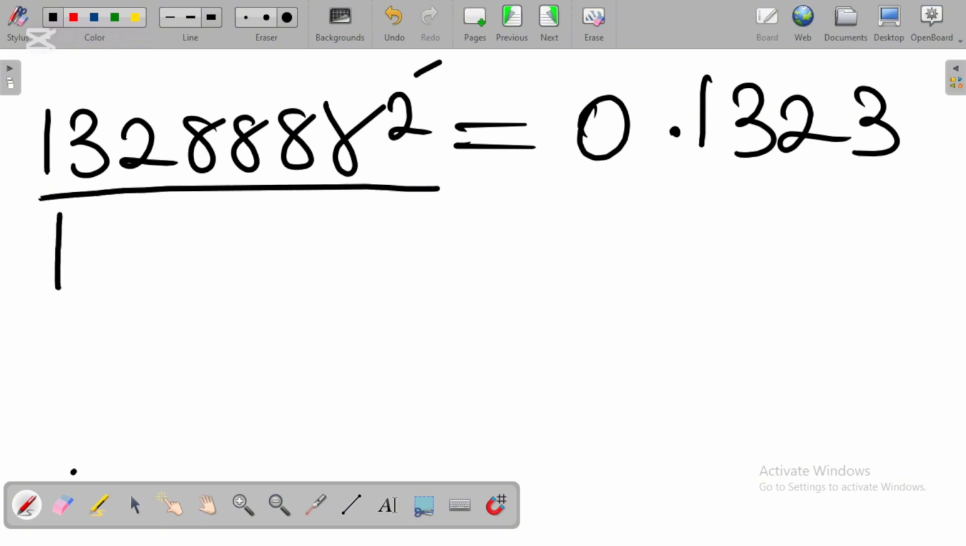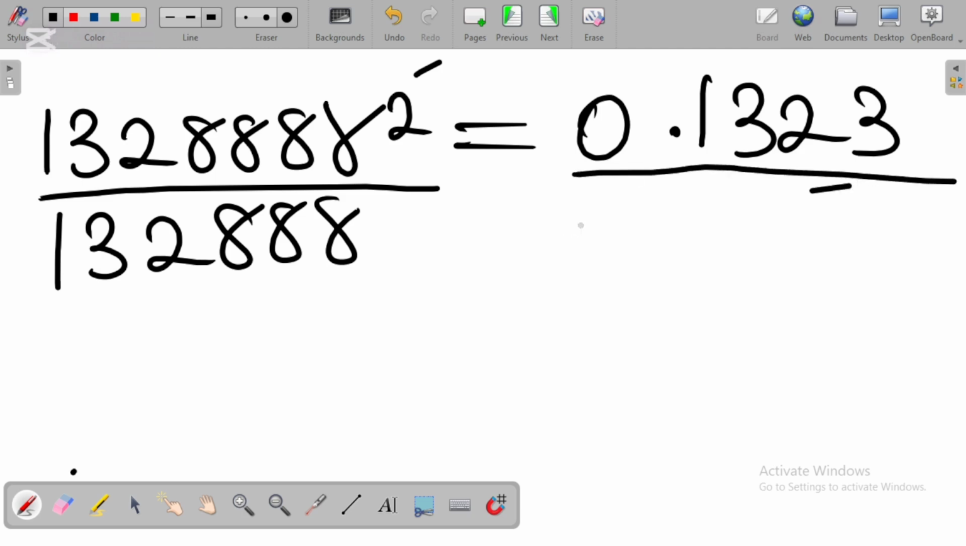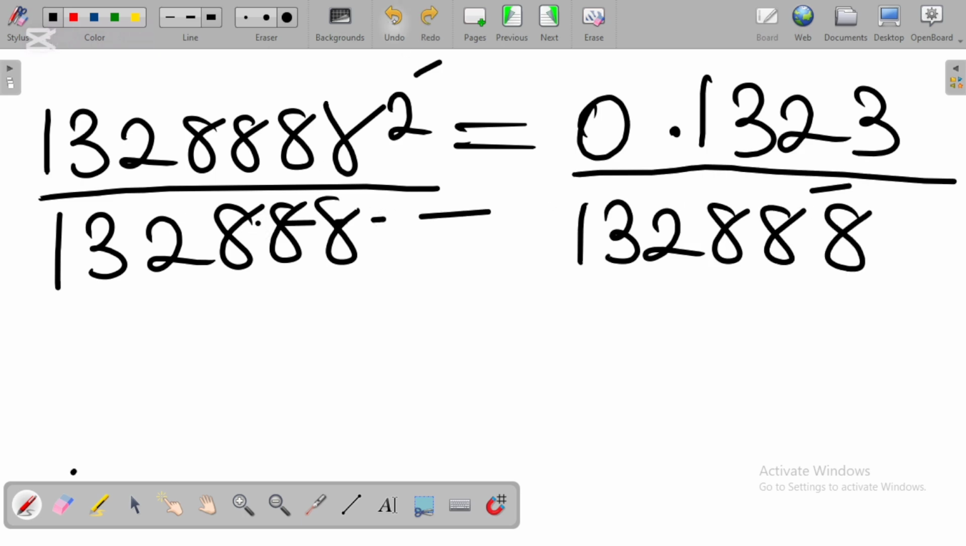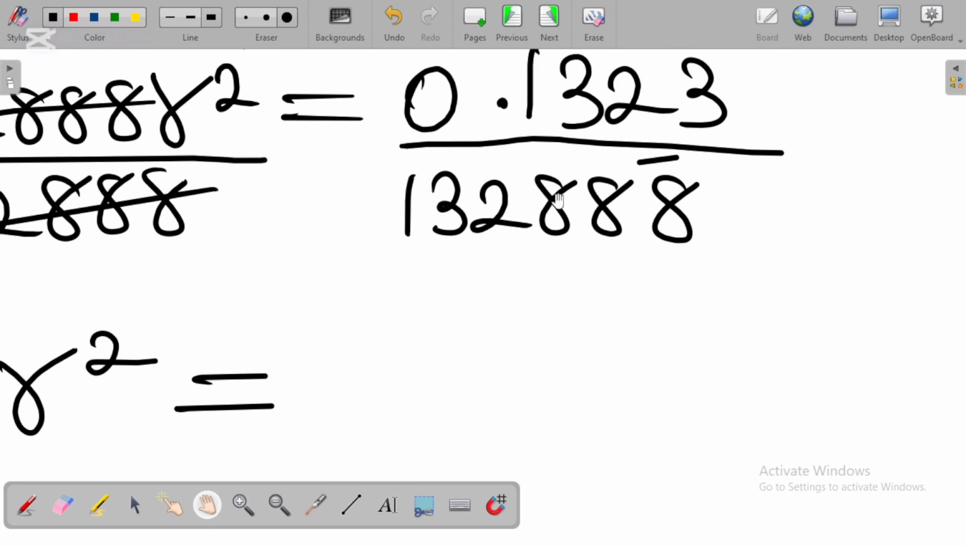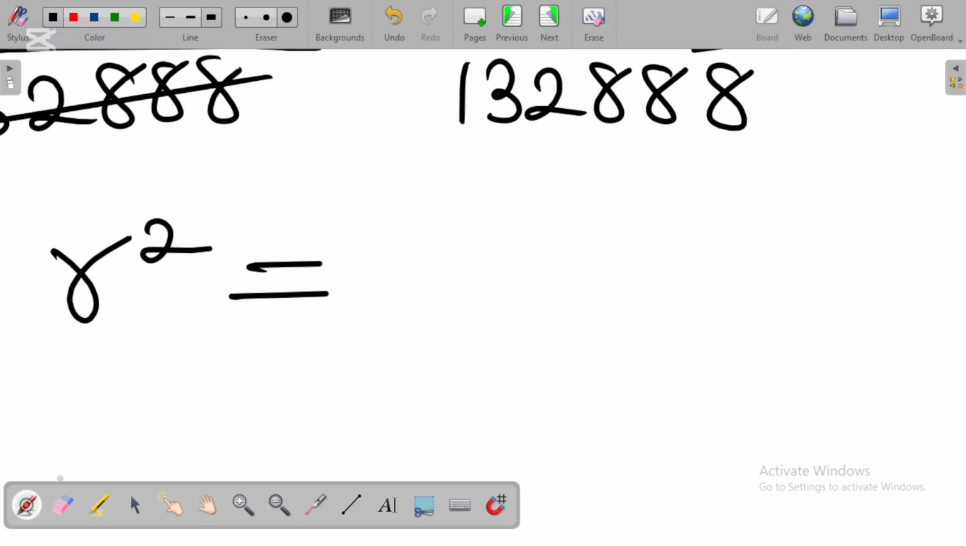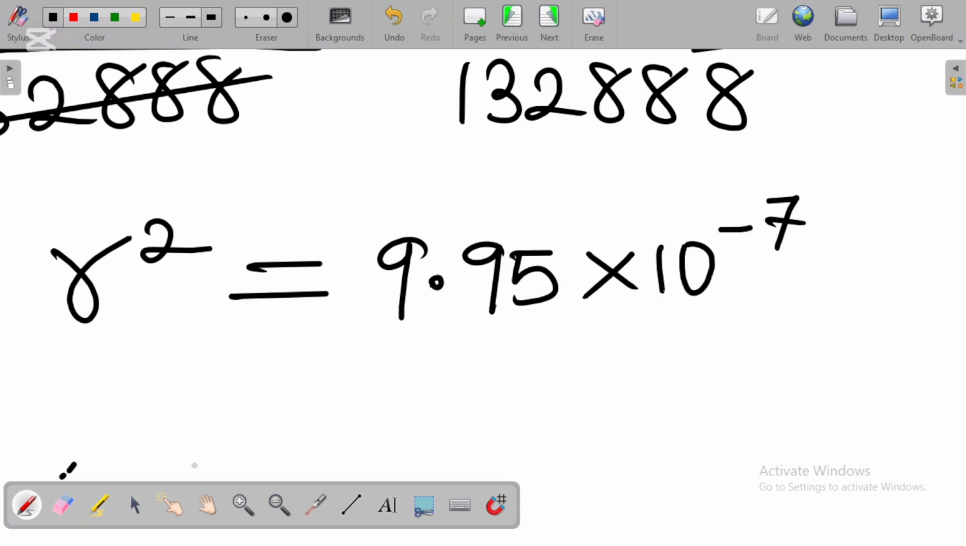So if we divide both sides by 132,888 and then the right hand side 132,888. So 132,888 cancels off 132,888. So we are left with r squared is equal to what? 0.1323 divided by 132,888, what will it give? So we are going to have 9.95 multiplied by 10 raised to power negative 7.